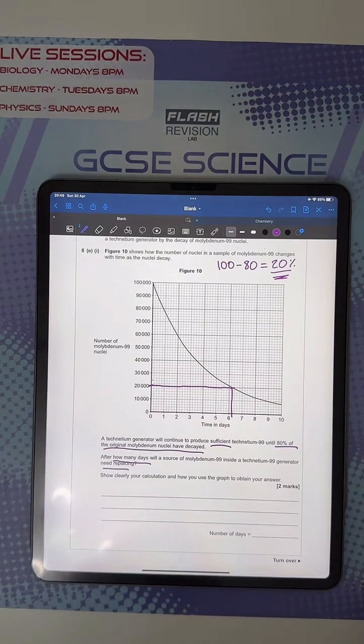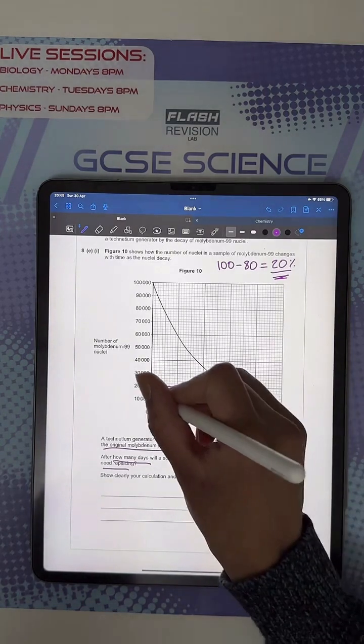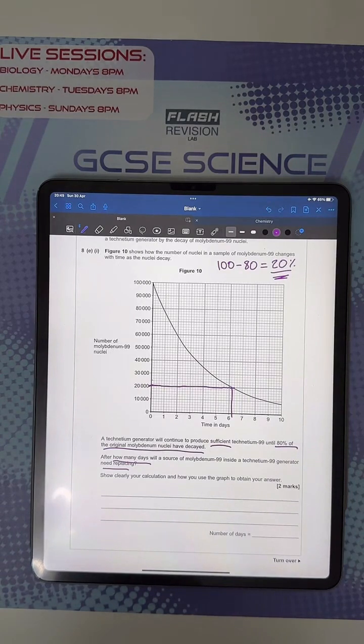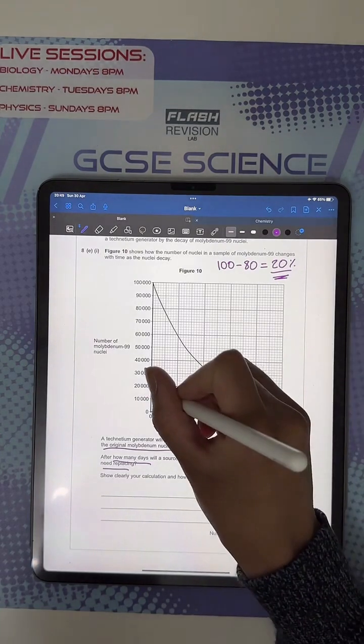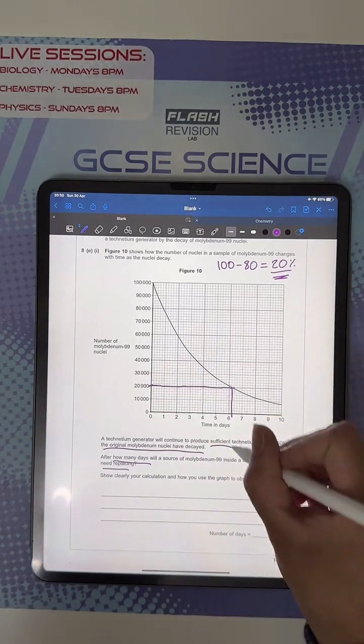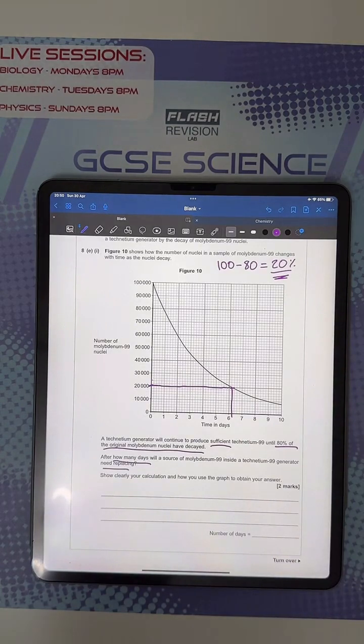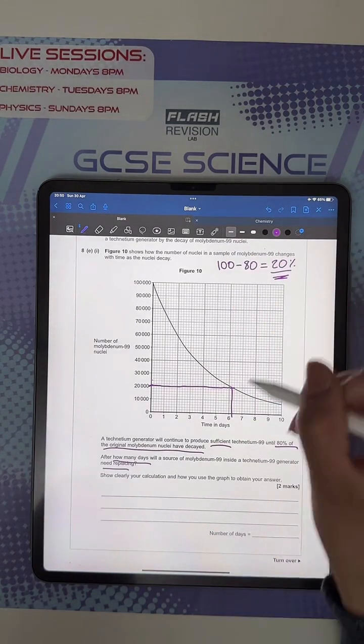Show clearly your calculations. You get a mark for this, guys. So physically do this on your exam papers. Get a ruler. Remember to use a ruler. Don't draw like I did. Get a ruler and draw a line here and here. That's your working out for this. Done. You'll probably get a mark for this as well.